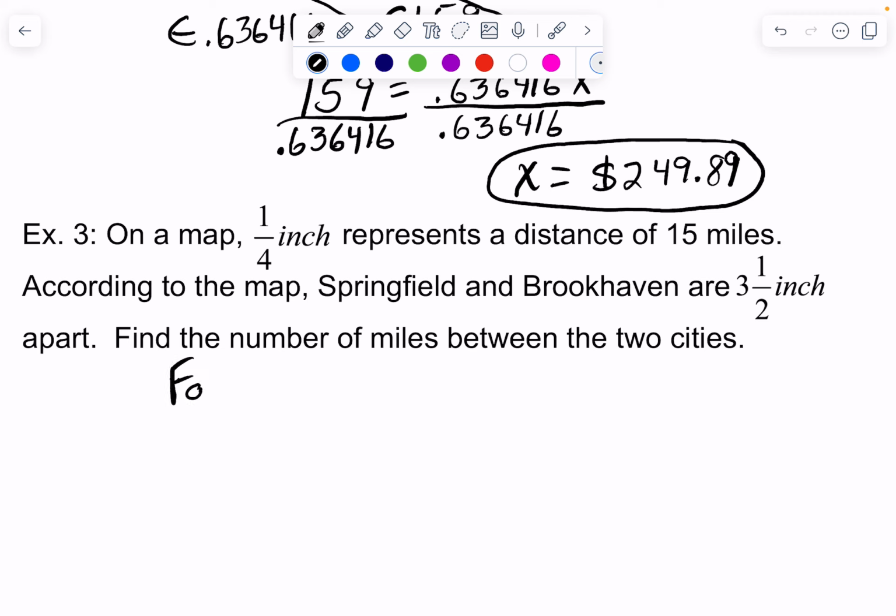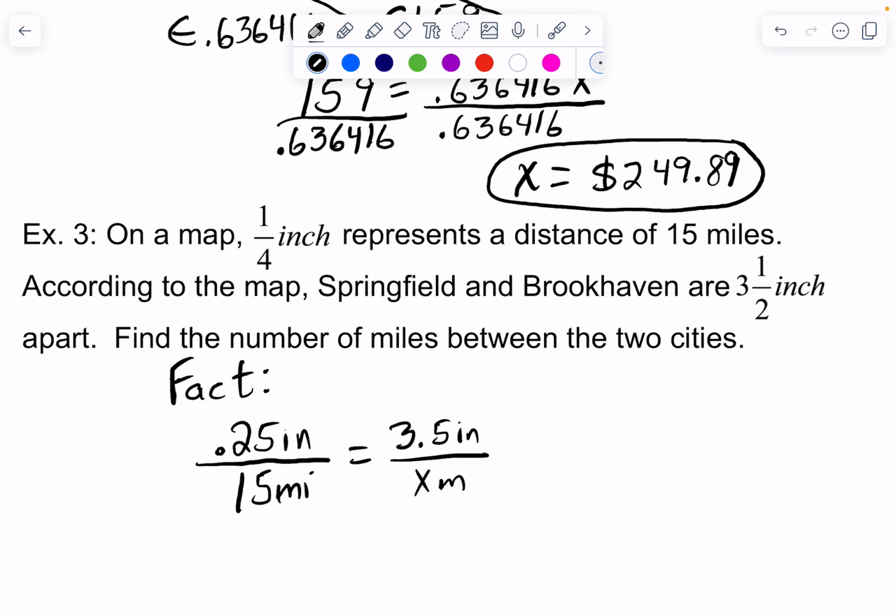Well, the fact that they give you here is that 1/4 of an inch, or 0.25 inches, it's always easier to work with decimals in these cases, represents 15 miles. That's my fact. Now, what did they give me? Did they give me inches or miles? That's right, they gave me inches. So you have 3.5 inches over x miles. Go ahead and cross multiply.